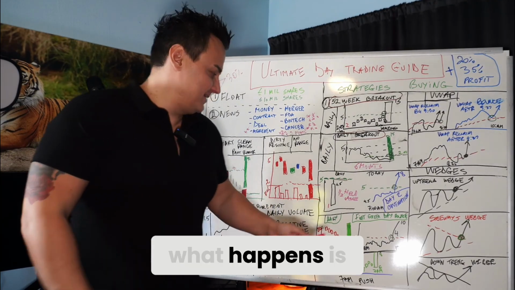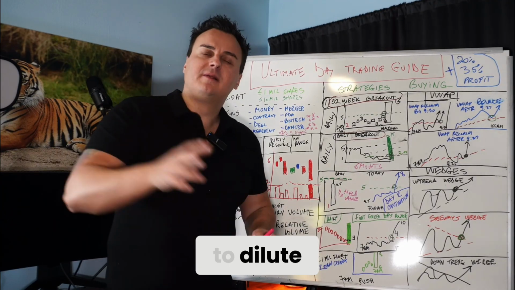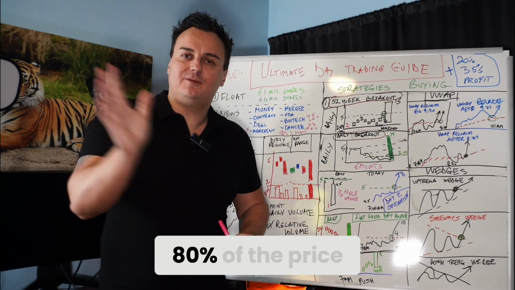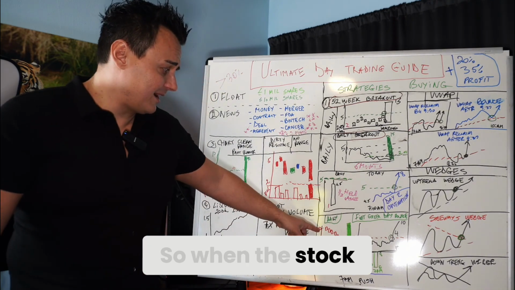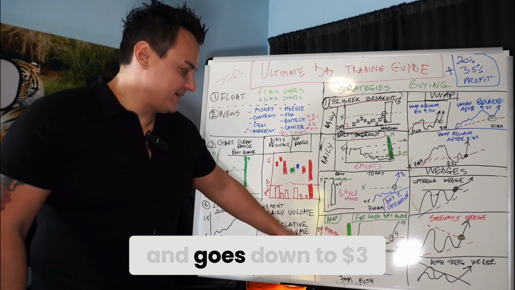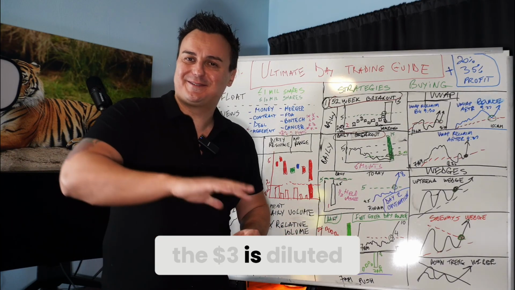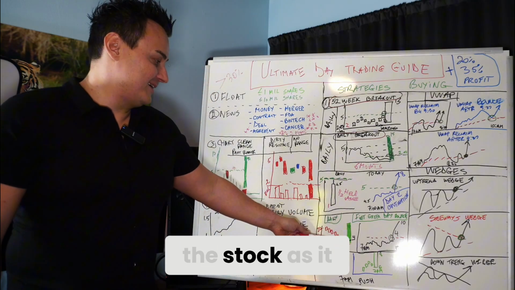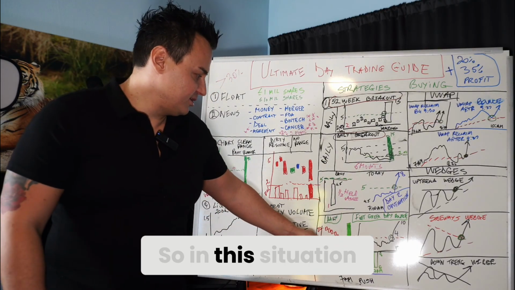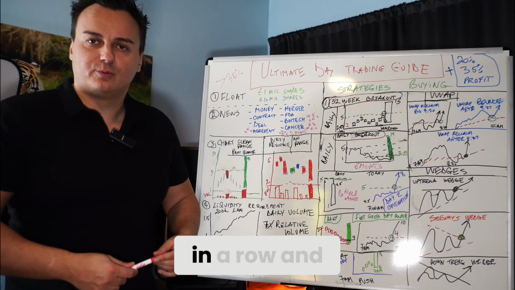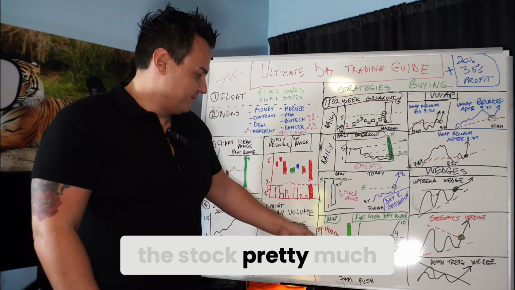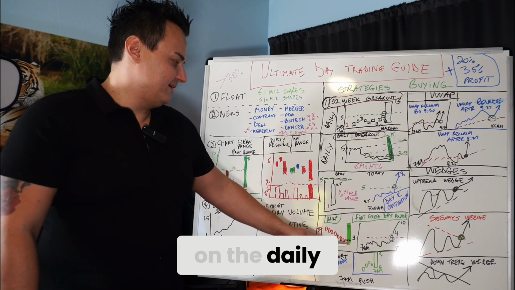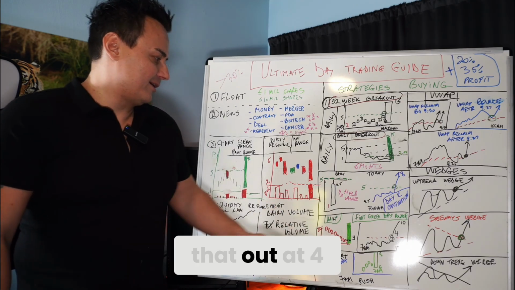And what happens is I prefer them to dilute from the high here of $20 by at least 80% of the price. So when the stock sells every single day and goes down to $3, $3 is diluted at 85% of its value, I like to buy the stock as it breaks yesterday's high. So in this situation, after 9 red candles in a row of selling, I like to label yesterday's high on the daily, and I draw that out at 4.